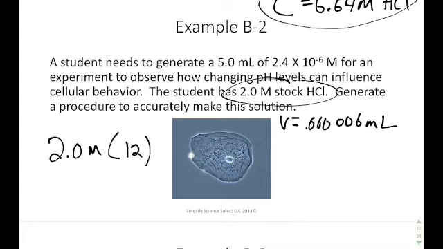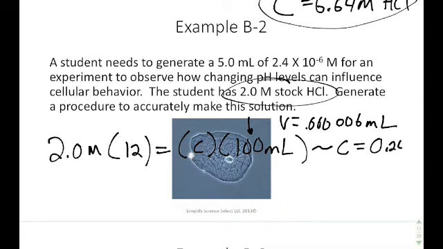And when I measure out 12 mils of that solution, I'm going to dilute it to 100 mils. So the final volume is 100 mils. This represents the final volume. It doesn't represent how much you add. When I do that, the concentration ends up being about 0.24 molar.